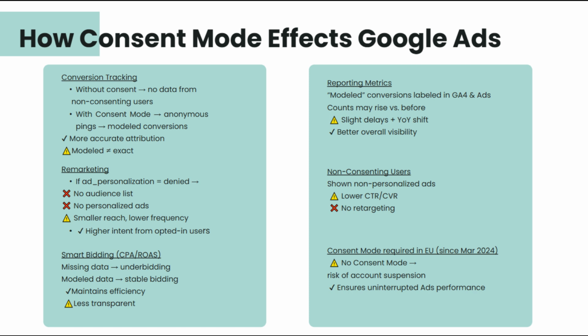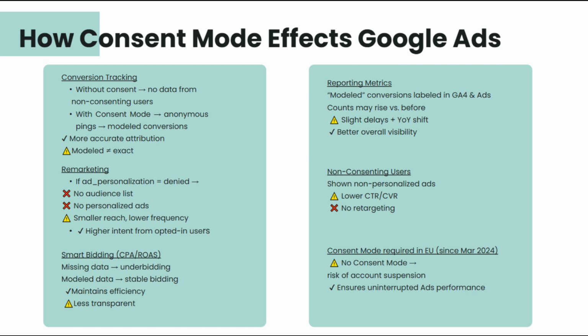Account suspension versus compliance. Since March 2024, Google effectively says if you want to use personalized ads in the EU, you must have consent mode. If you didn't, they threaten to suspend accounts. Assuming you comply, you avoid that, which means your ads keep running. That's a performance impact in the sense of continuity. No sudden stoppages. What to watch? Keep an eye on audience sizes.